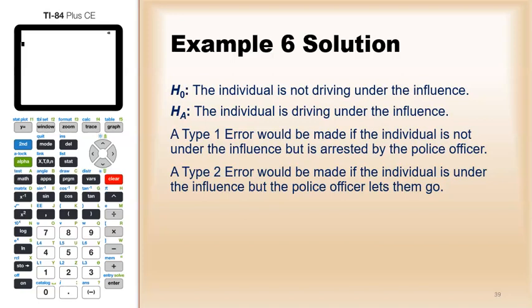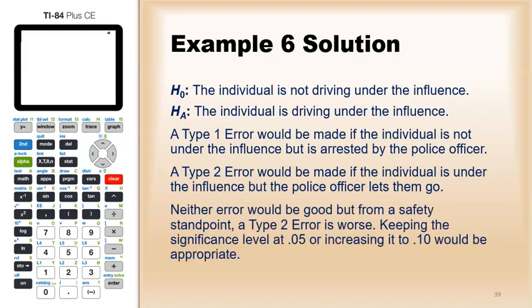Now, in terms of which one is more significant, you can decide for yourself. For myself, neither error would be good, but from a safety standpoint, a type 2 error is worse. Keeping the significance level at 0.05 or increasing it to 0.1 would be appropriate.